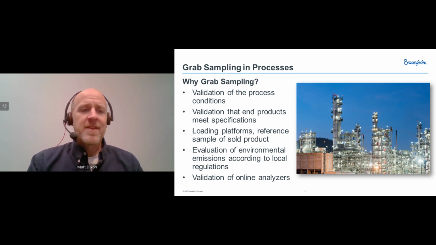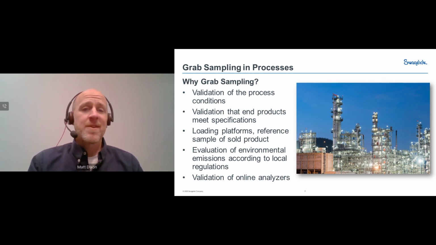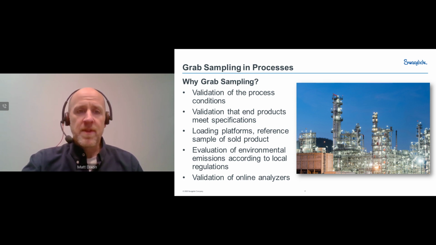That's the type of thing that we need to monitor. And then also validation of online analyzers. Within a facility, grab sampling is one way of sampling. Another way is to actually have an online analyzer that is giving a live, real-time result in terms of what is flowing through that pipeline. So in that scenario, we very often have a grab sampling system associated with that online analyzer to periodically validate those results to make sure that those results are reading true.